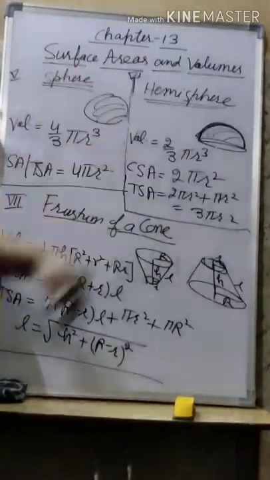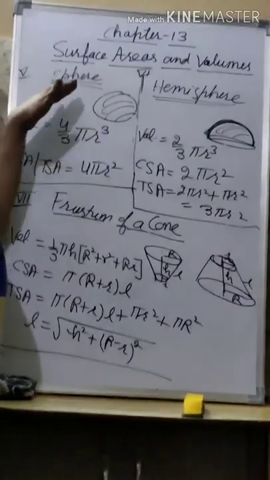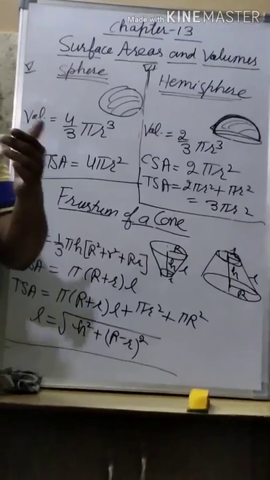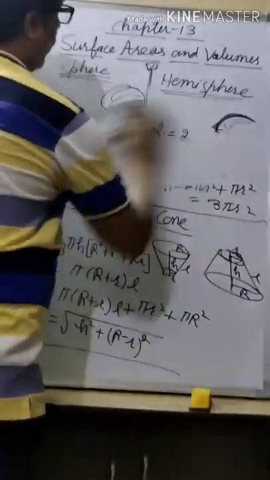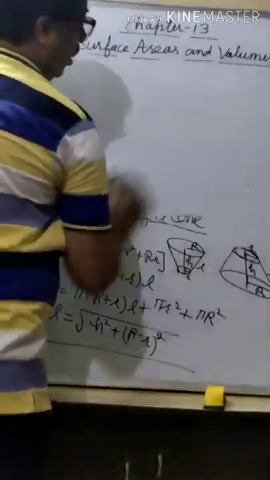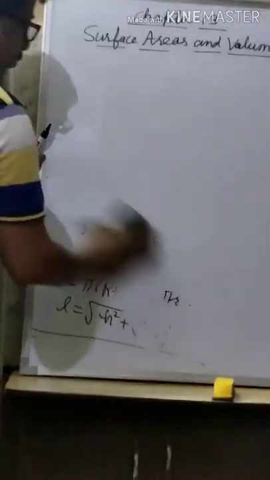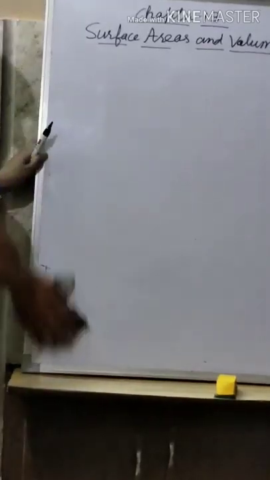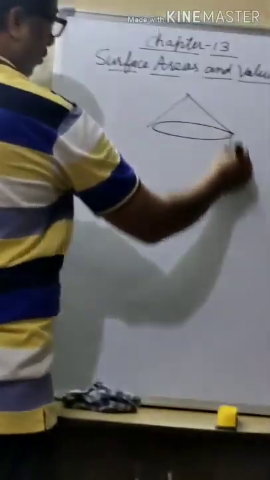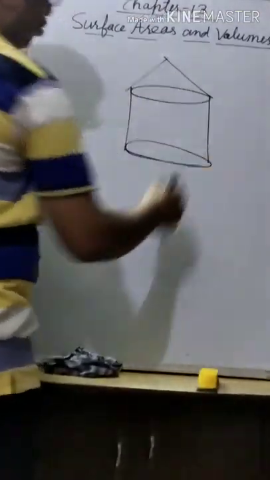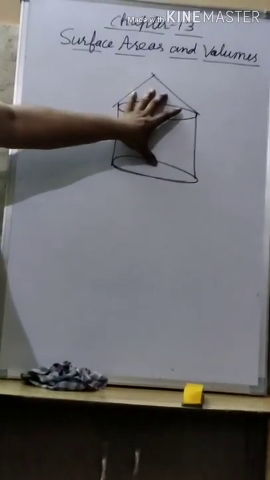13, Surface Areas and Volumes. Clear this? So whenever I say surface area, it means you will consider the outer surface area that is visible. Surface area can be of any object, any solid object, also any joint figure. If I am asking what is the surface area of this, you see it is a joint figure. What is the surface area of this solid figure?